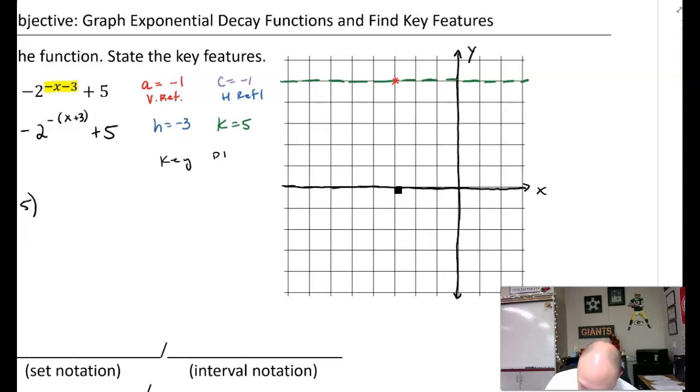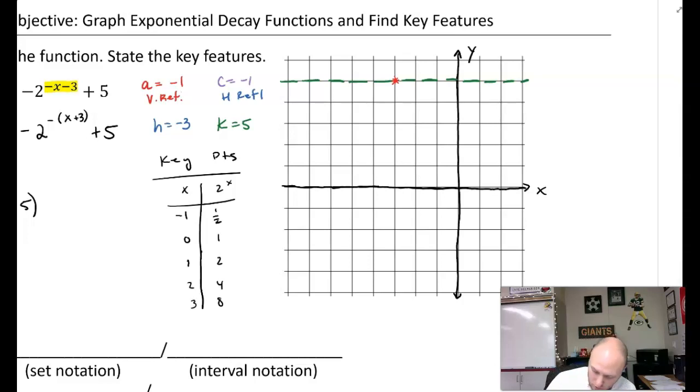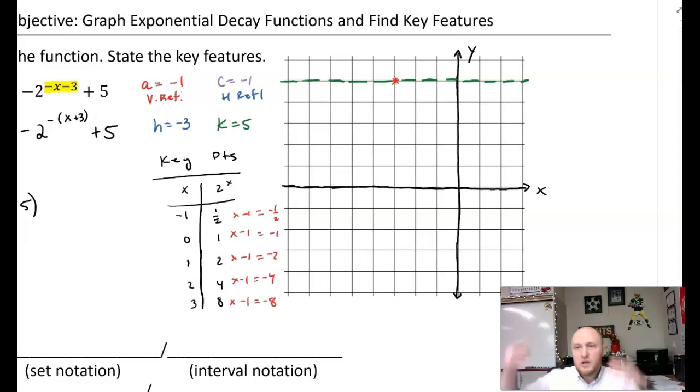I'll list them here again. So I have x, and I'll say 2 to the x. I have -1, 1/2, 0, 1, 1, 2, 2, 4, 3, 8. Okay, but remember, we're multiplying by a negative on the y values. This is our a value getting multiplied by -1. So all of these values are going to change. So down 1/2, down 1, down 2, down 4, right? Instead of going up, we go down.